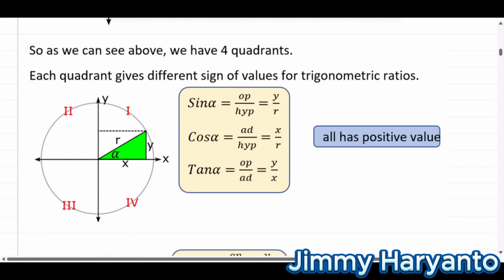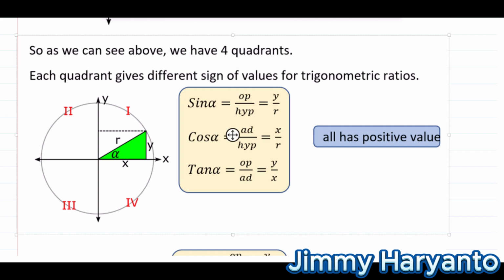So as you can see above, we have 4 quadrants. Each quadrant gives different signs of values for trigonometric ratios. In the first quadrant, the value of x is positive, the value of y is also positive, and the value of r will be positive also. So for the sine, which is opposite over hypotenuse, the formula will be y over r, which is positive divided by positive. That means the value of the sine will be positive.